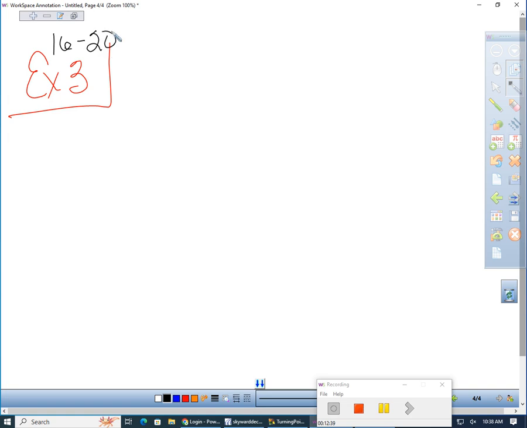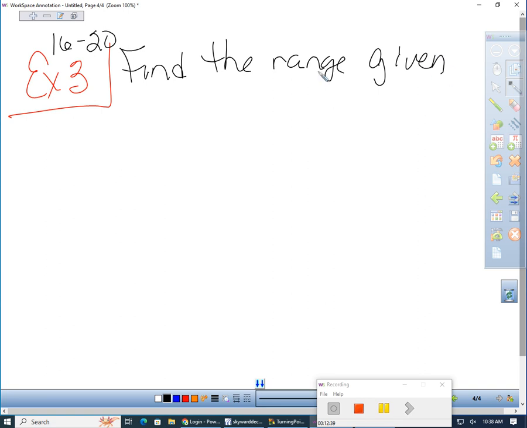All right. Directions say find the range given the domain. So before I even write the problem, let's talk about what that direction means. Find the range. What are we finding? The y value given the domain. So what are we being given? The x or the input, right?